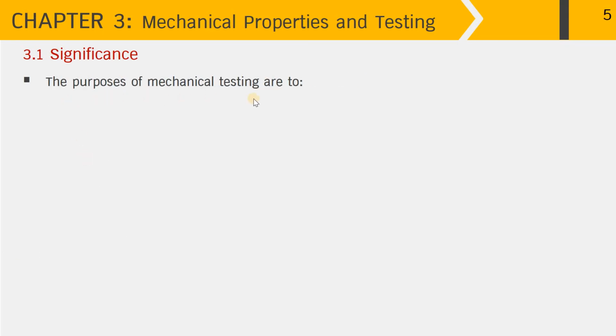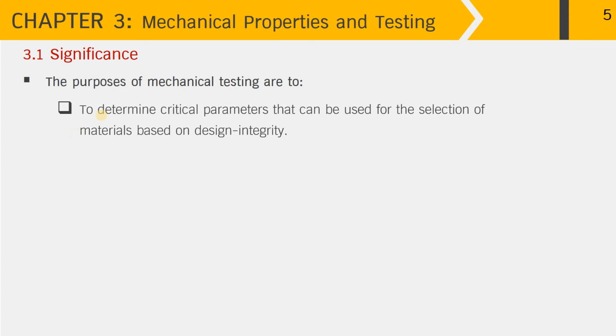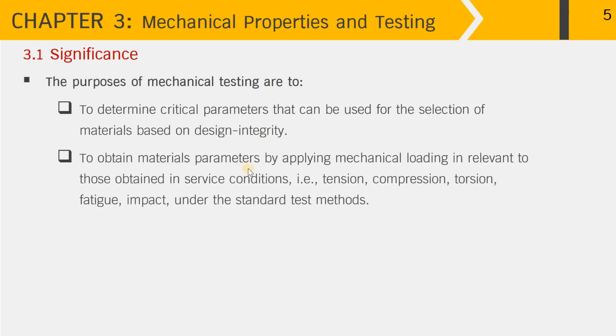The purposes of mechanical testing are to determine critical parameters that can be used for the selection of materials based on design integrity, and to obtain materials parameters by applying mechanical loading relevant to those obtained in service condition. Imagine if we talk about a suspension bridge, you think about the loading condition first. The steel cable is under tensile loading. Therefore, the mechanical testing most suitable for this suspension bridge is the tensile test.